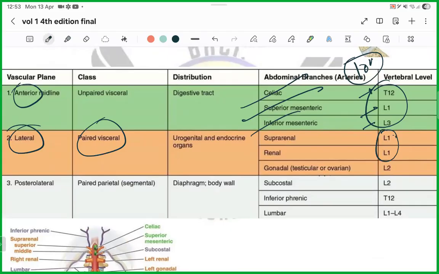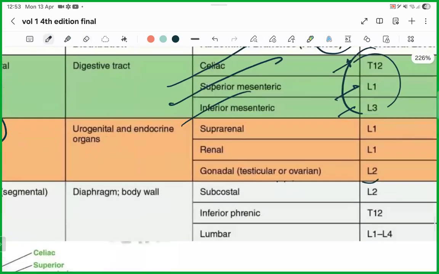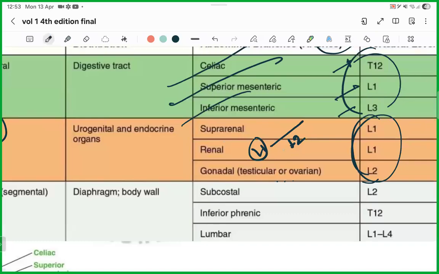Remember, sometimes they say L2, but see here we have L1. They say that gonadal is L2, but it's just at this level, L1 lower border or L2. So remember L1 lower border or L2. So it can be all at L2 or at L1. So at one place, L1 or slightly lower than superior mesenteric. So suprarenal, renal, gonadal.